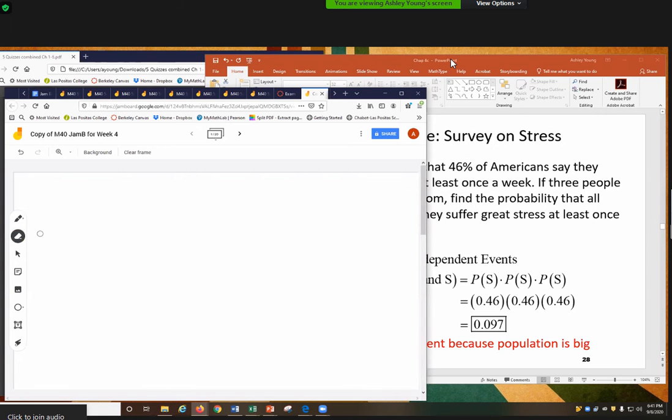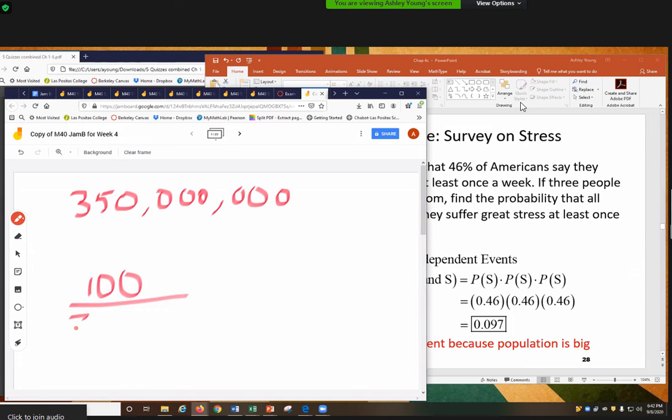All right. So say there's 350 million Americans. That's a lot. If I sample and don't replace 10 people from this group, or even 100, is that going to make a big difference with 350 million people? What percent is 100 people? 100 people out of 350 million.